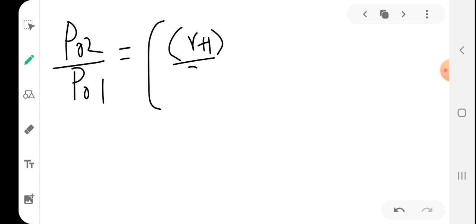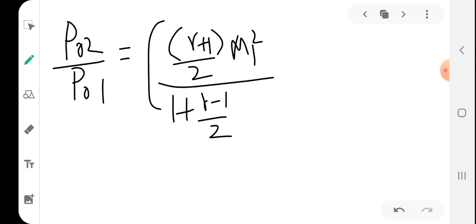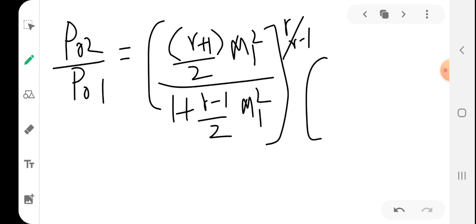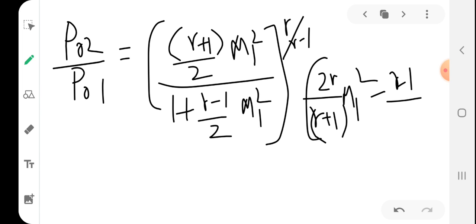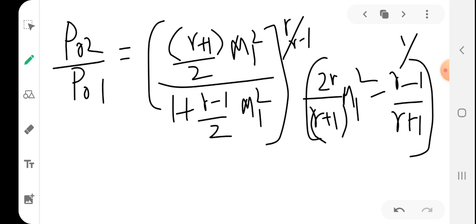So two more ratios are there. Stagnation pressure ratio means P02 by P01. P02 by P01 is equal to gamma plus 1 by 2 M1 square by 1 plus gamma minus 1 by 2 M1 square whole raised to gamma by gamma minus 1 into 2 gamma by gamma plus 1 M1 square minus gamma minus 1 by gamma plus 1 whole raised to 1 by gamma minus 1. So this is a ratio between stagnation pressure for the downstream section and the upstream section.